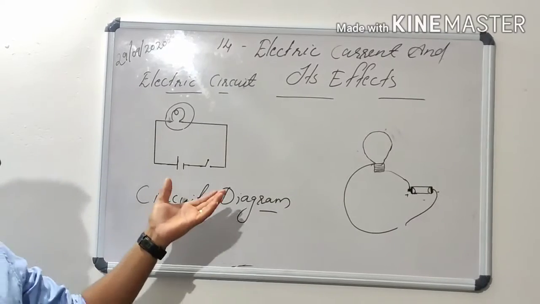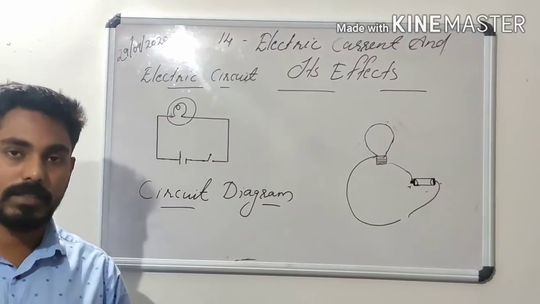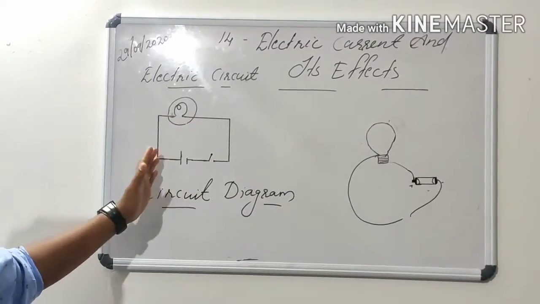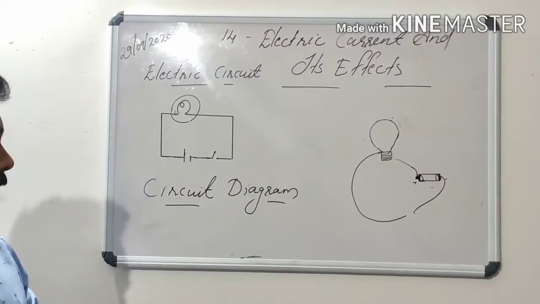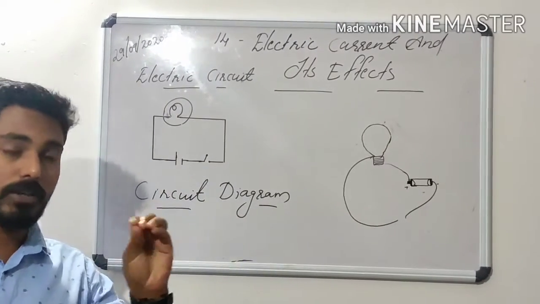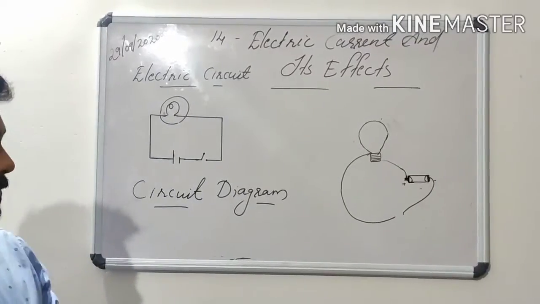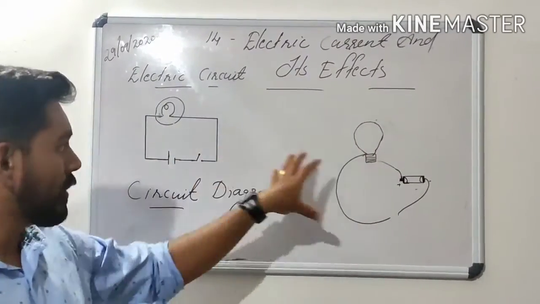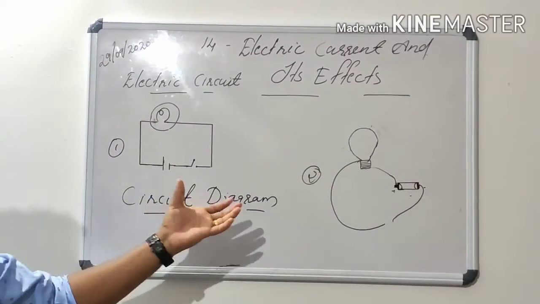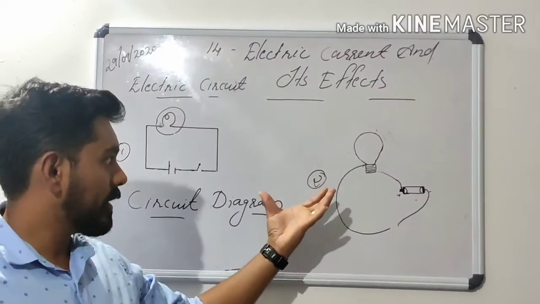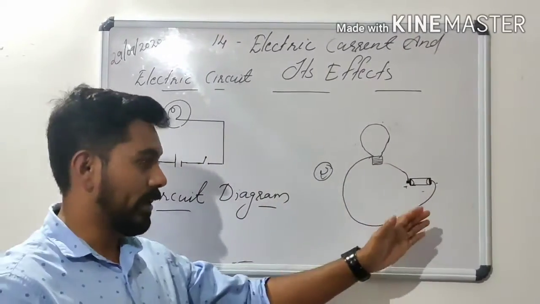So you can see, as you learned in the previous class, there are different devices which are connected in a circuit. The devices and their symbols we learned last day. There are different symbols used for different components. Suppose when you draw a diagram, here you can see two diagrams, the first one and the second one. This is the actual diagram of a circuit. Here you can see bulb, battery, and wire, and all the things.